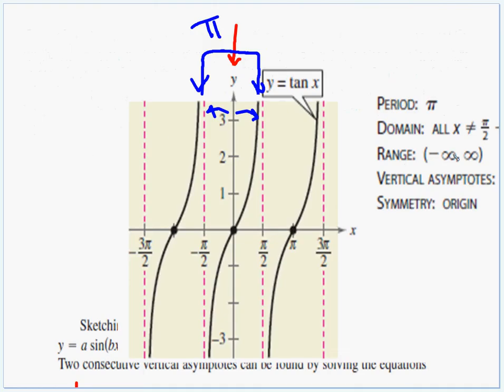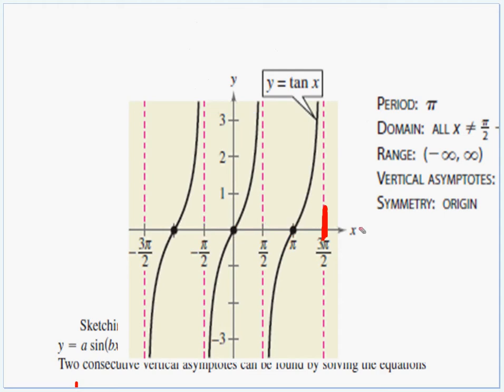So let me point that out here on this also. I have a vertical asymptote here and here. Right in the middle is an x-intercept. The next vertical asymptote is at 3 pi over 2. Between any two vertical asymptotes is an x-intercept.